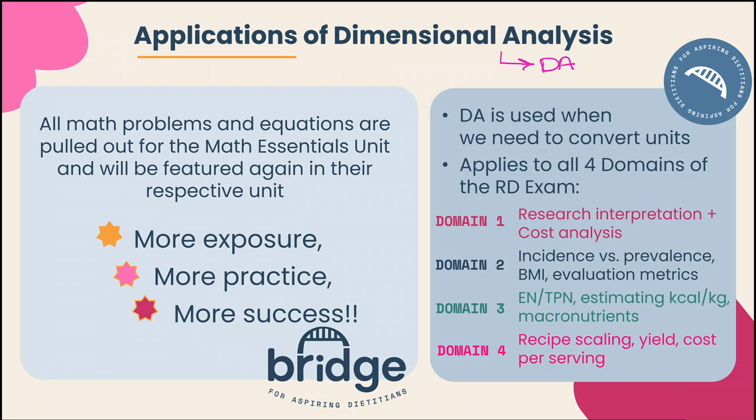Domain 3 focuses on human nutrition and medical nutrition therapy, so you'll use dimensional analysis all over Domain 3. It's used in energy and macronutrient calculations, as well as enteral and parenteral nutrition, as well as conversions like percents and grams. And then Domain 4 focuses on food science and food systems. So you'll use dimensional analysis when scaling recipes and calculating yield, as well as determining cost per serving.